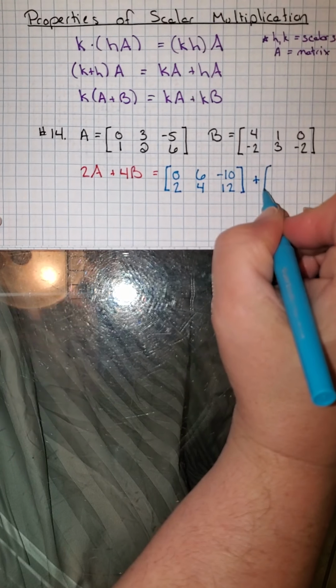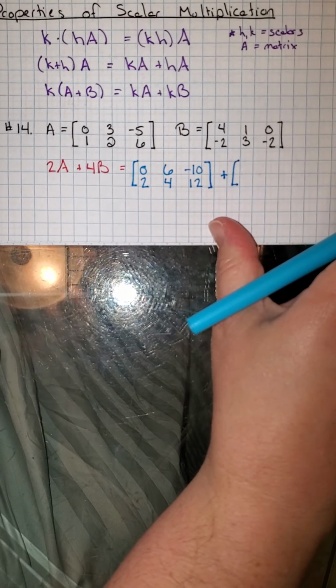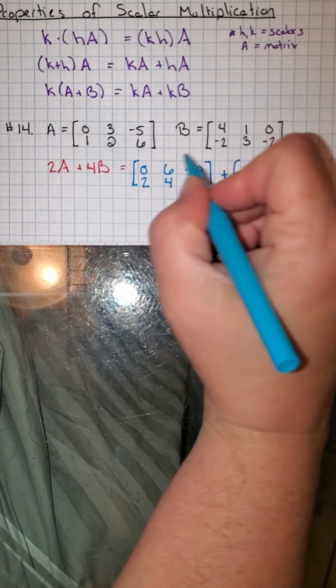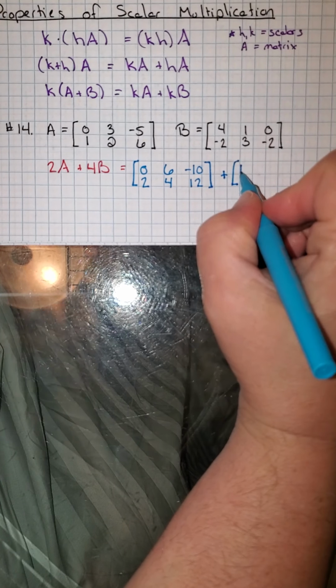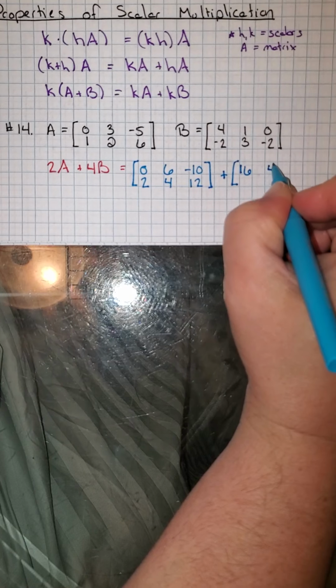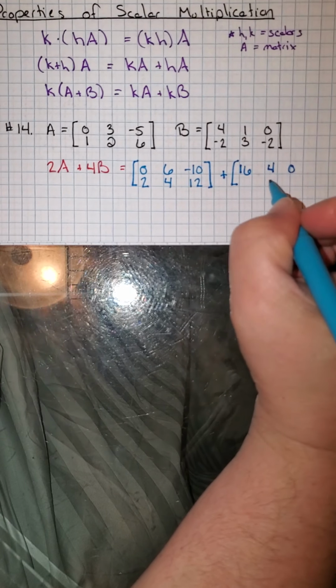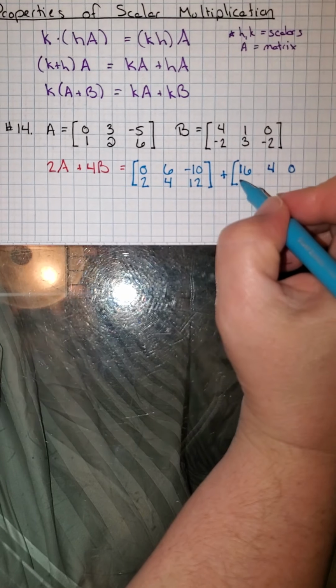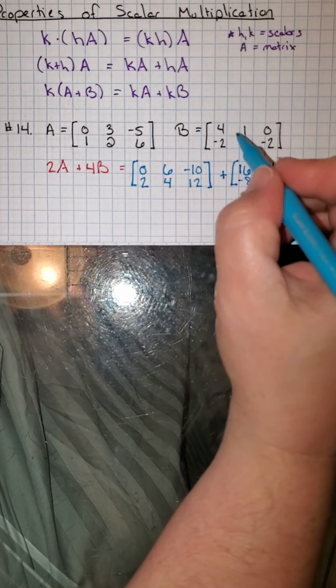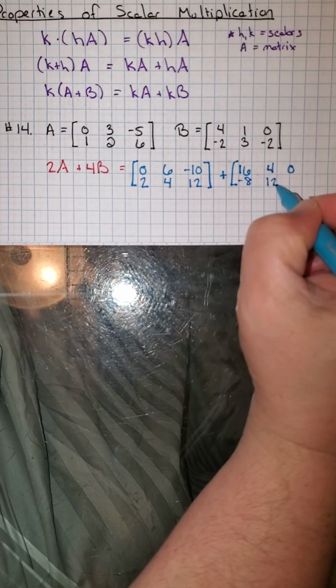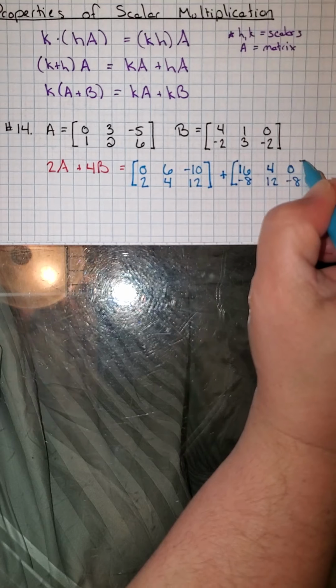Plus, and then 4 times our matrix B. 4 times 4 is 16. 4 times 1 is 4. 4 times 0 is 0. 4 times -2 is -8. 4 times 3 is 12. And 4 times -2 is -8.